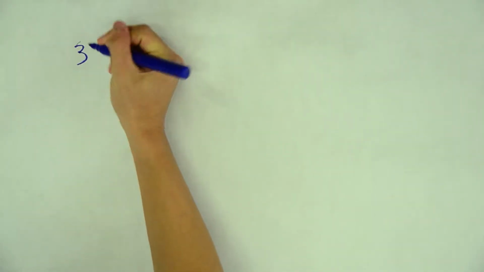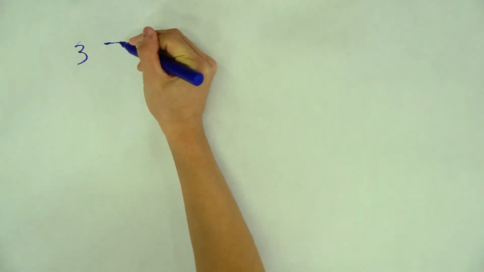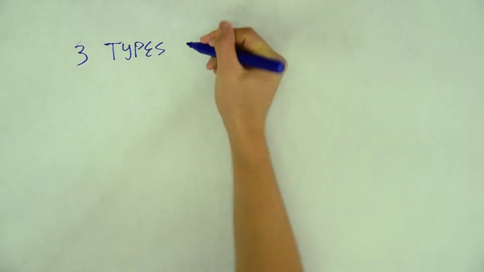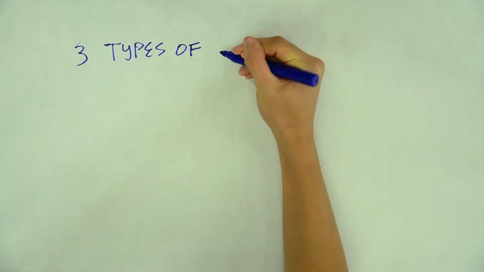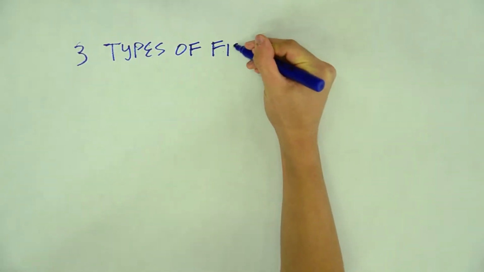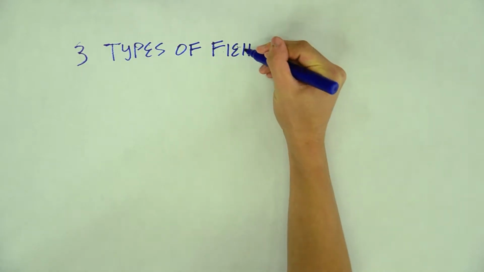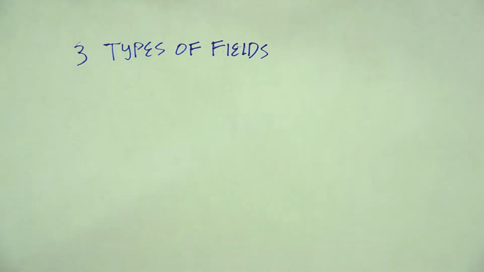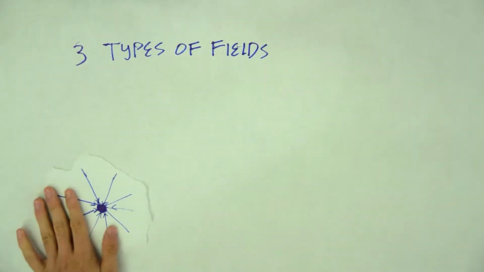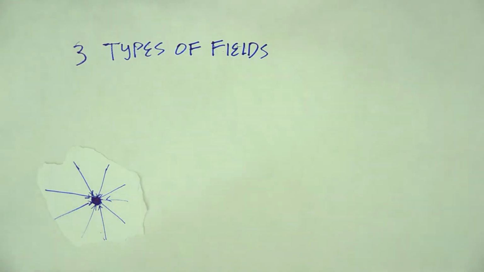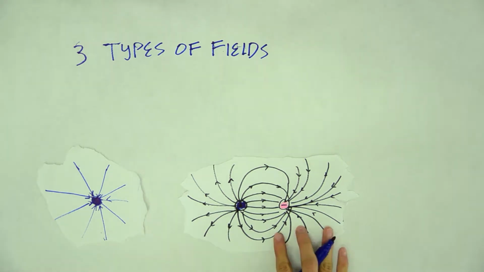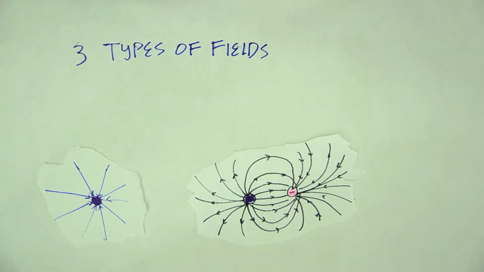There are 3 types of fields that we will be discussing today. The first one looks like a bunch of vectors being attracted to a single entity. Next, we have a proton and an electron with field lines surrounding them. And lastly, we have a bar magnet with its north and south poles producing field lines as well. The first field is for gravity. Next, we have an electric field. And the third one is a magnetic field, which will be the focus of our video today.